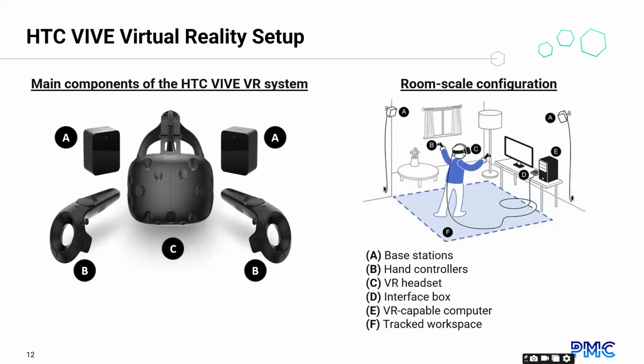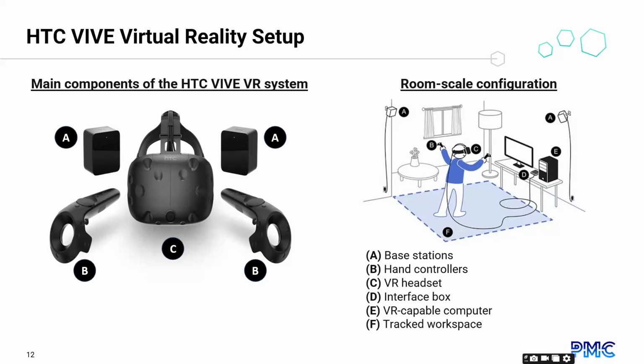So here you can see the components of a virtual reality system. In this particular case, we have an HTC Vive model. This was the first to be compatible with Process Simulate software. Okay. So in A, we have base stations. In B, we have the controllers. In C, this is our HTC headset. Here on the right, we have an image of how the space is configured.